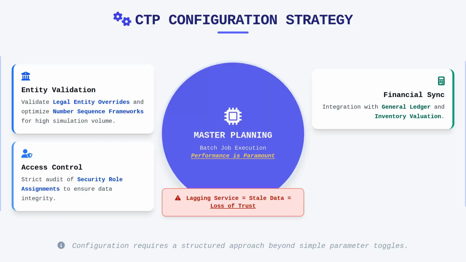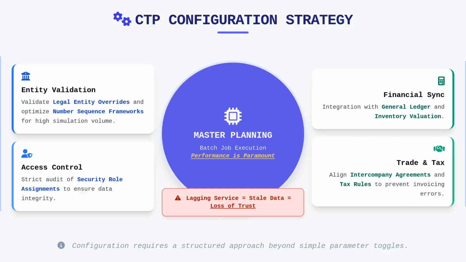Furthermore, cross-functional dependencies mean that your configuration touches the general ledger, inventory valuation frameworks, and even complex intercompany trade agreements. You must account for how these simulated orders interact with your existing tax calculation rules to avoid discrepancies during the invoicing phase.